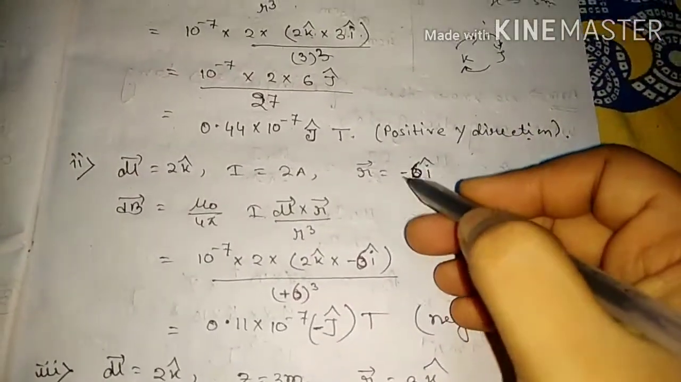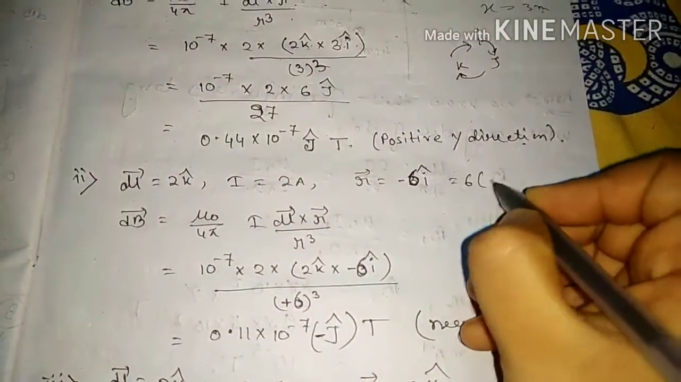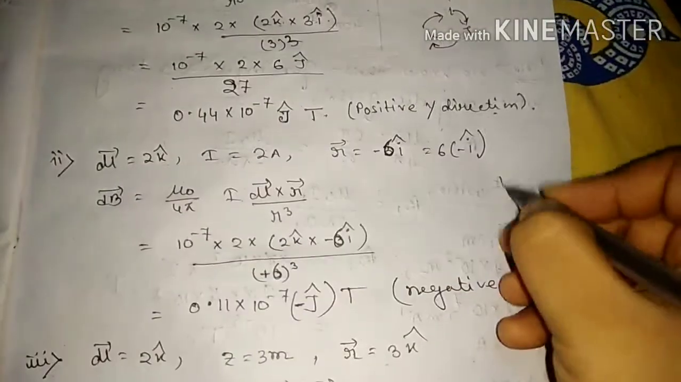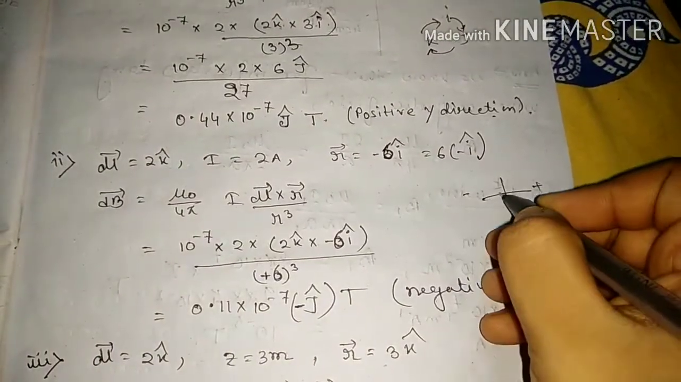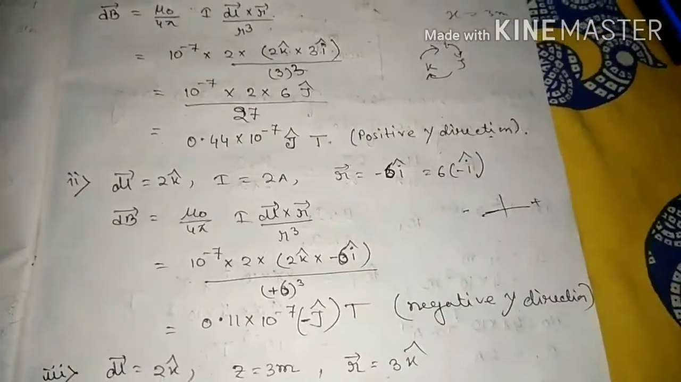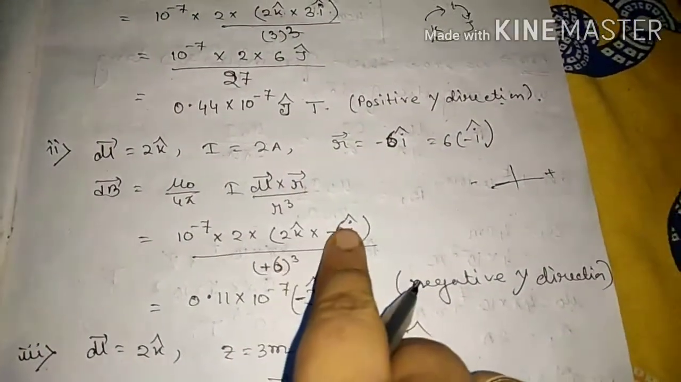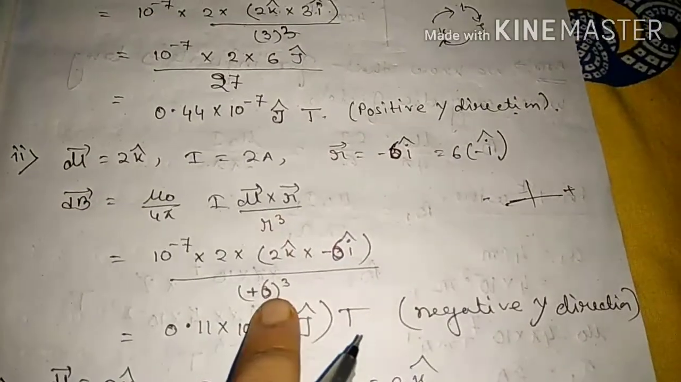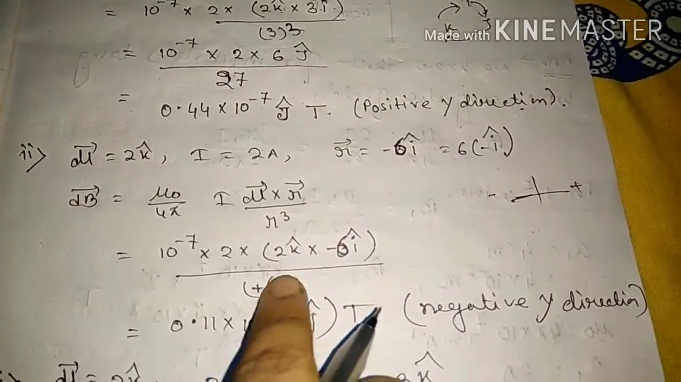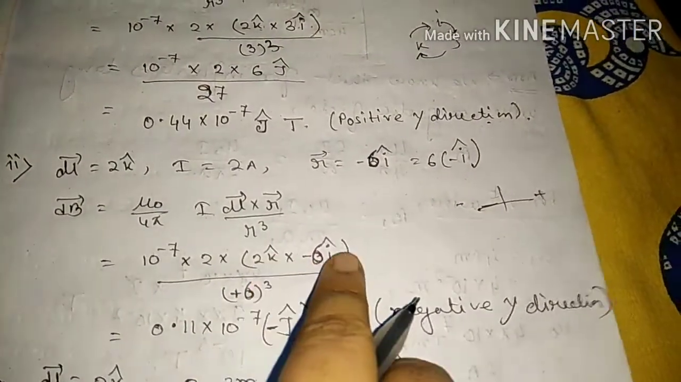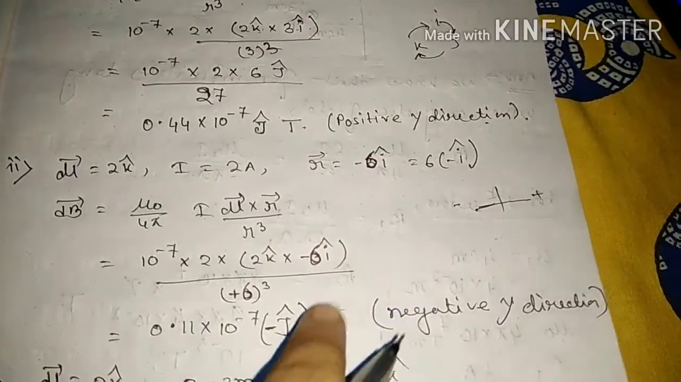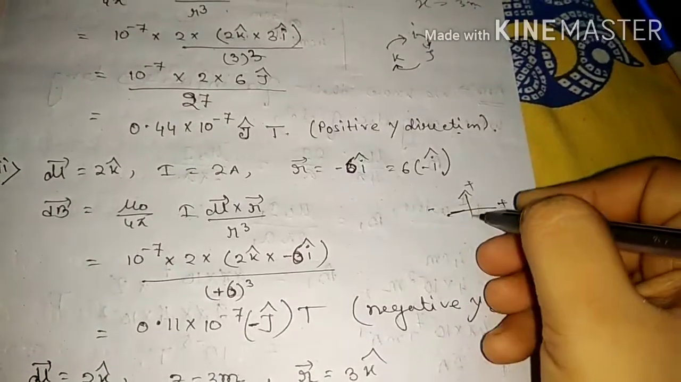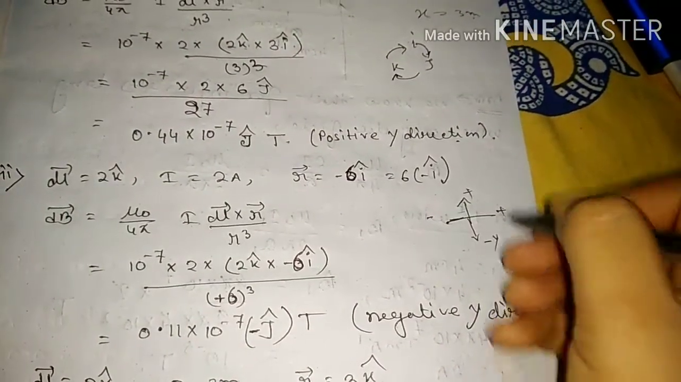Okay, the second one is given as minus 6 i hat. Minus means 6 of minus i hat, the opposite direction. If this is the positive x, this side is the minus x. That's why minus i hat. The same way here, I will put the magnitude only, because r is the magnitude. So only 6, not minus 6. So you get k cross minus i, that means minus j. Minus j means negative y direction.